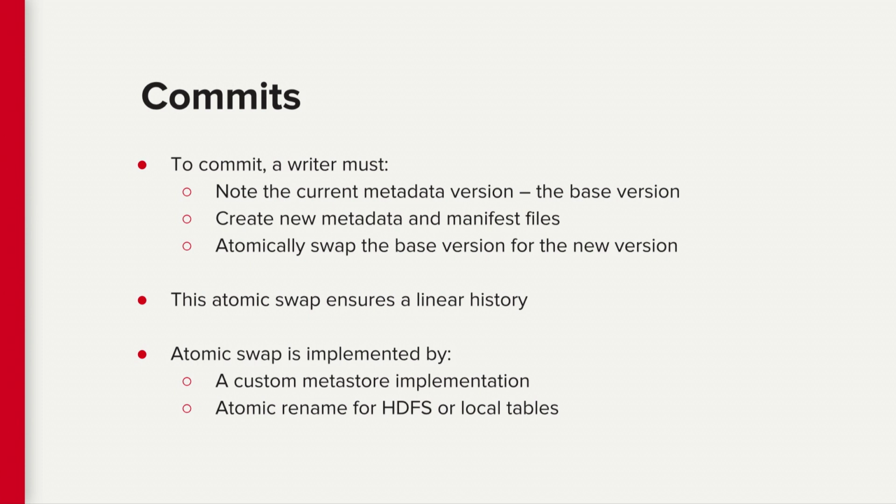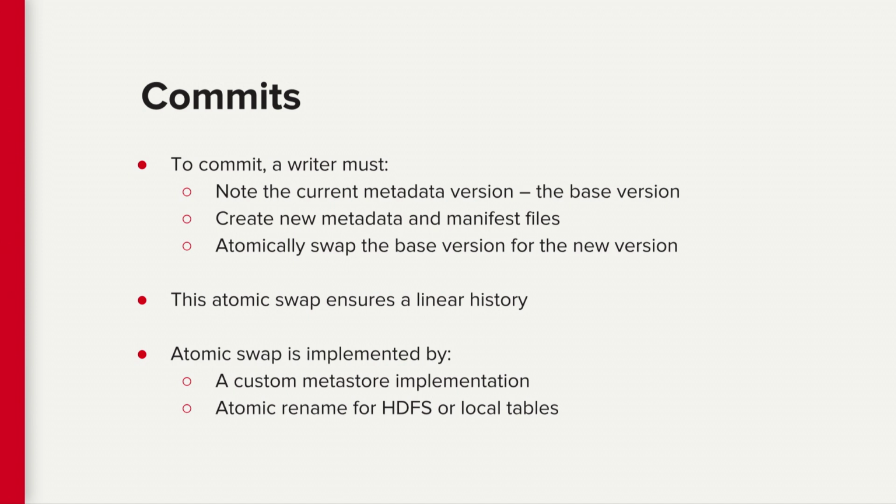I don't think we have enough time to go through commits, but the main idea on commits is simply that we want to maintain a linear history of these snapshots so that two writers don't conflict and make changes to the table and one of them just goes away. So the way we implement this is with that pointer to table metadata. So version 1 must then point to version 2, must then point to version 3, and so on.